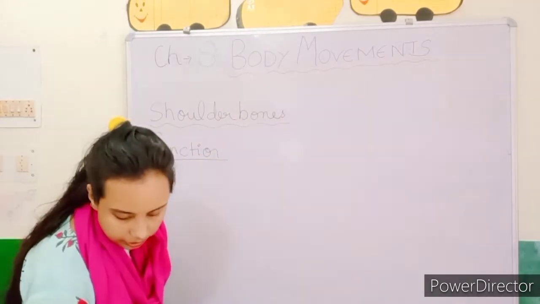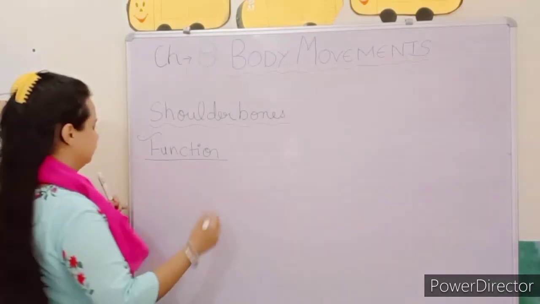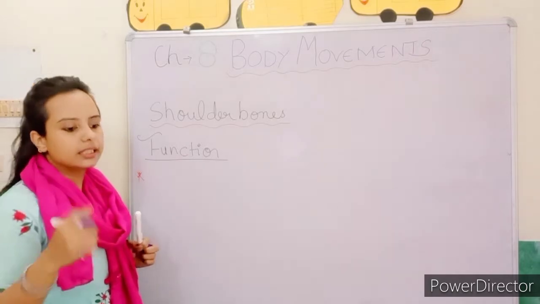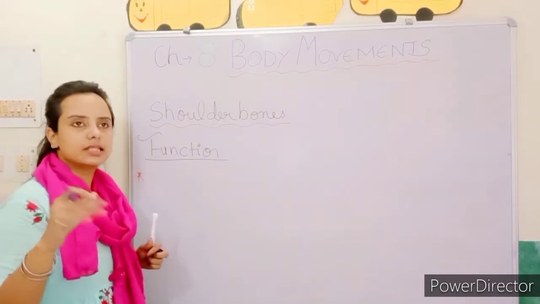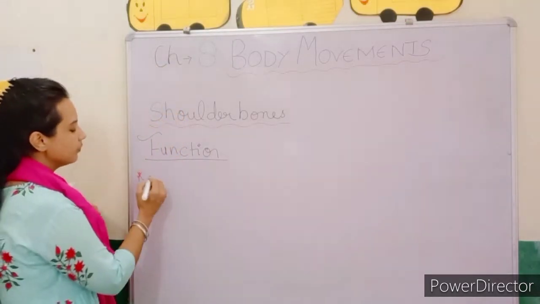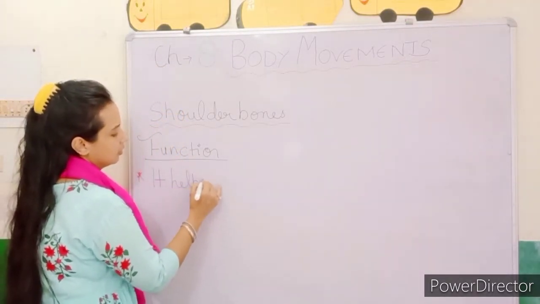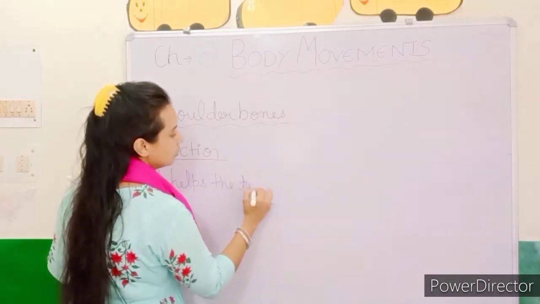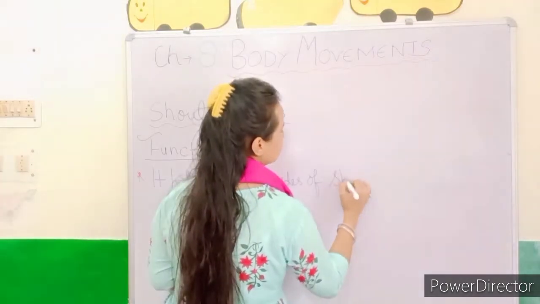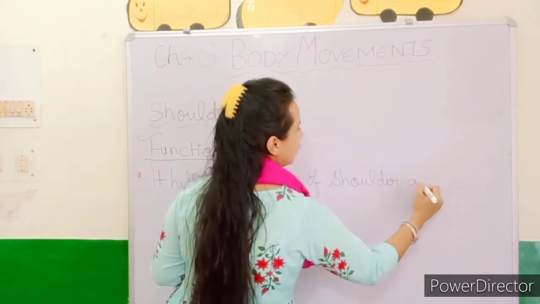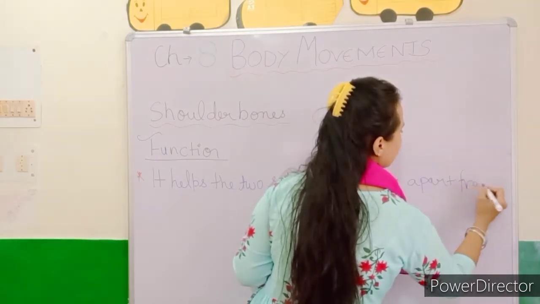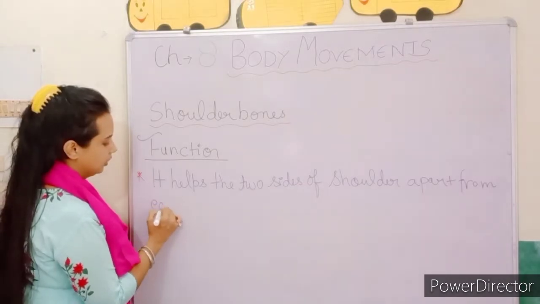So the first function is to keep aside the two sides of the shoulder, the two bones present here. One is here and there's another one here. It helps to keep the two sides of the shoulder apart from each other.